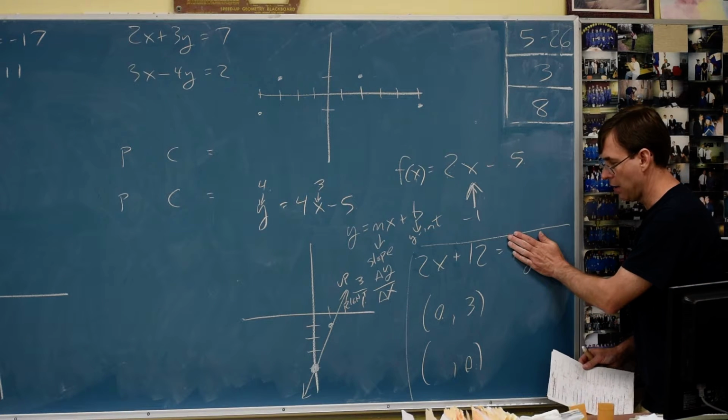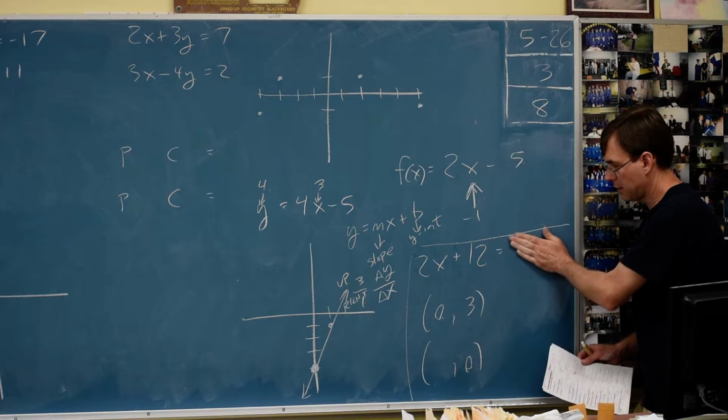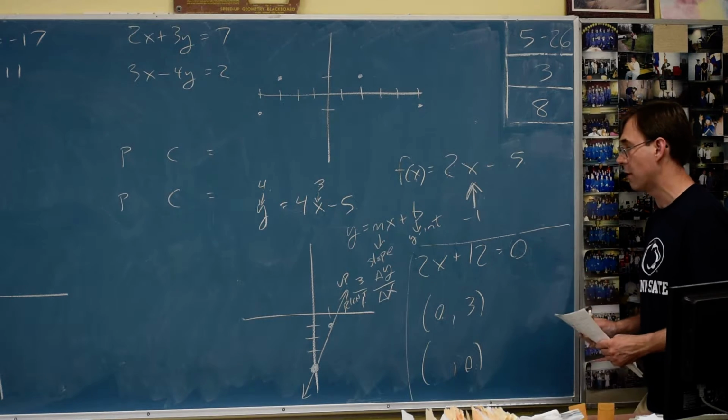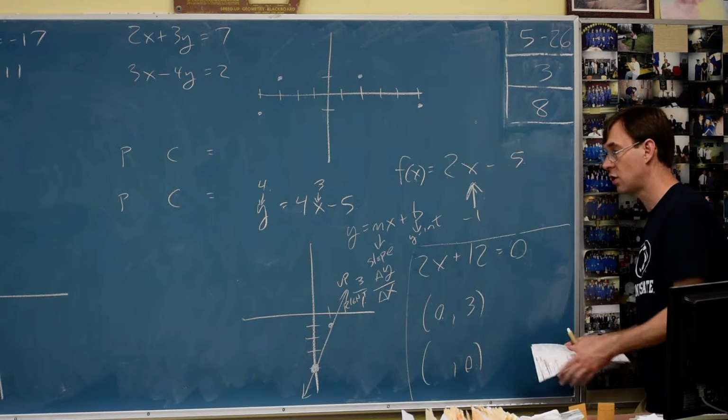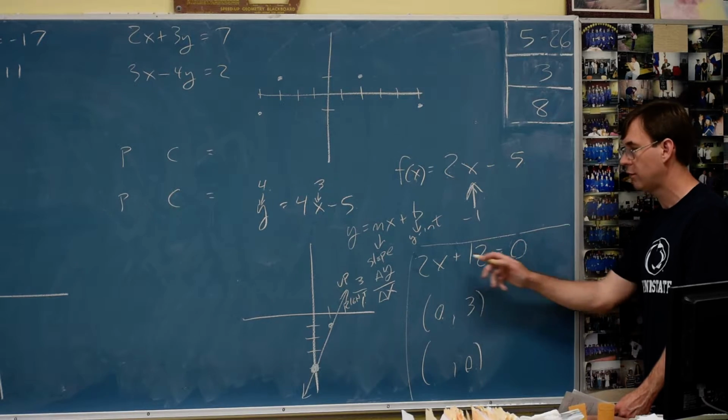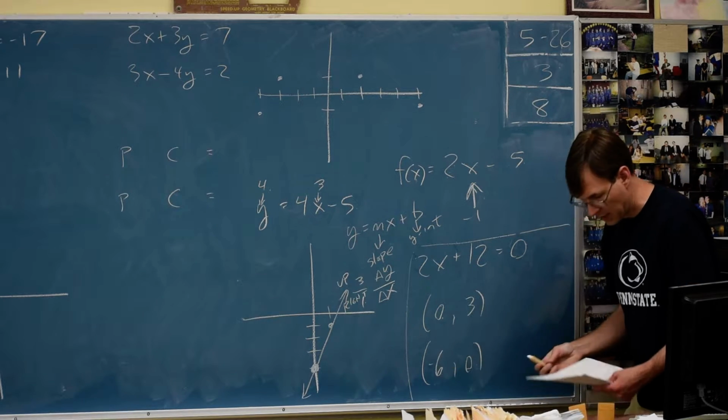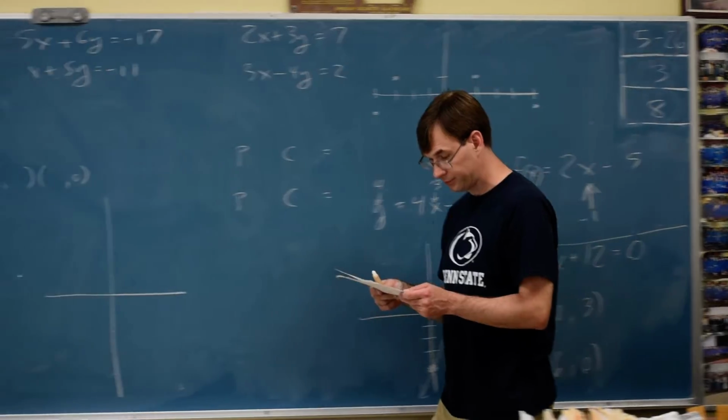If the y is 0 and I cover this up with my hand, I need to replace that with a 0. And do some opposites to solve for x. Subtract the 12, divide by 2, I'd get negative 6 on that one.